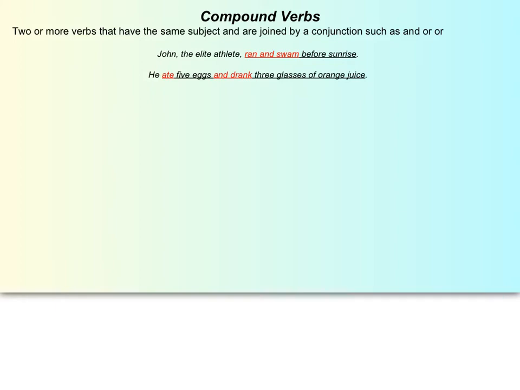If I have a compound verb, just like we were talking about compound subjects before, two or more verbs that have the same subject and are joined by a conjunction such as and or. Here are some examples. John, the elite athlete, ran and swam before sunrise. To leave out either of these would be to give an abbreviated portion of the story. And I want to let everybody know that he ran and he swam. He ate and drank 3 glasses of orange juice. So the portion that's underlined is the complete predicate, and the portion that is highlighted, those are the simple predicate pieces. And you just need to make sure that if there are multiple verbs, you include those.